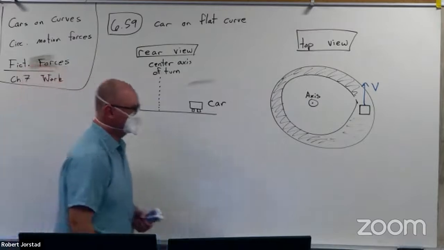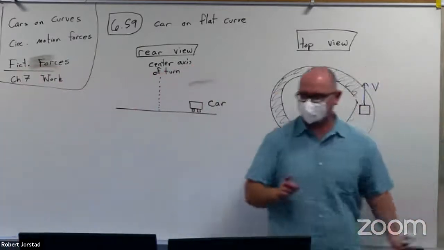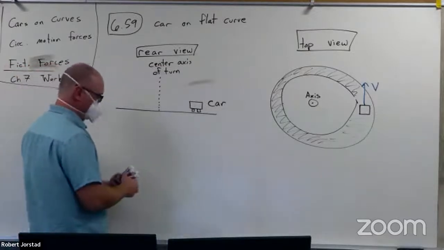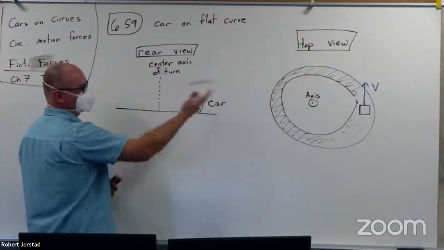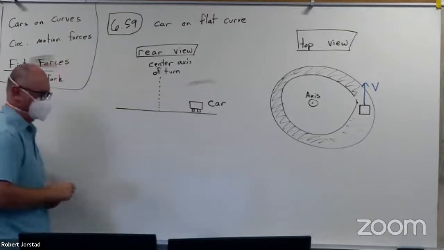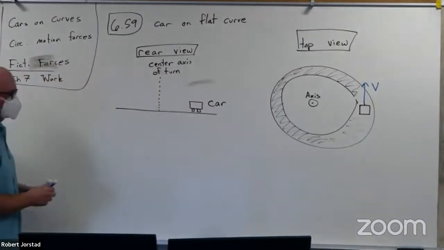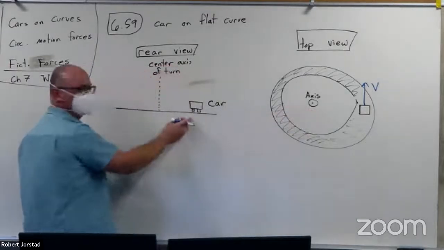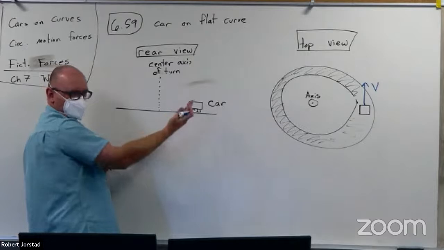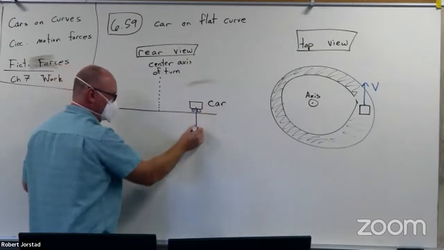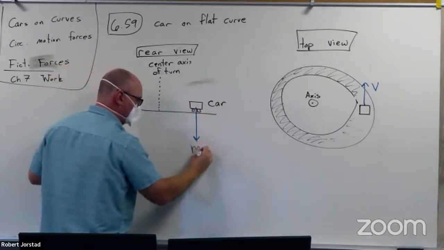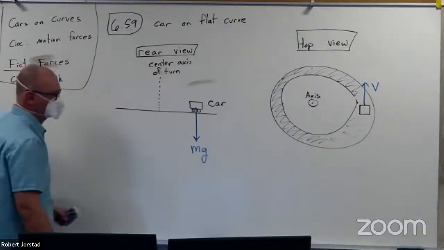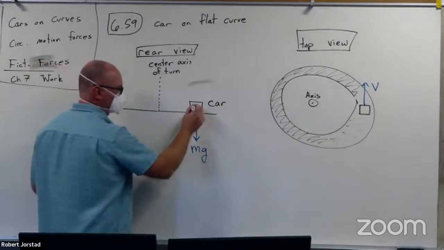All right. Tell me one force acting on the car. mg. Which picture is easier to draw it on, in your opinion? The rear view or the top view? The rear view. So that's why it's kind of nice, right? Here we can see the circular motion better. Here it's easier to draw the forces. Do you understand why I'm drawing two pictures now? Okay, so we got mg. What is another force acting on the car? Normal force. Which way? Up.